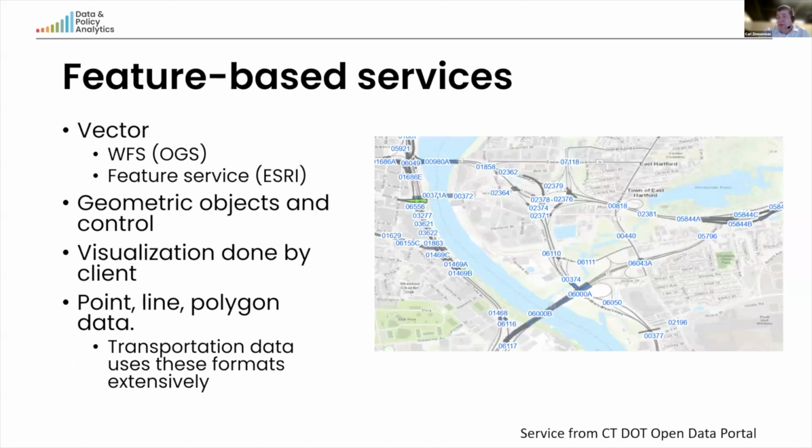You have a feature-based version, which is about vector. It gives vector objects back. Here's an example from DOT of bridges, and it gives you locations, a lot, not just the little image tiles. Again, people who are engineers and surveyors use this format extensively, or if you have point data.